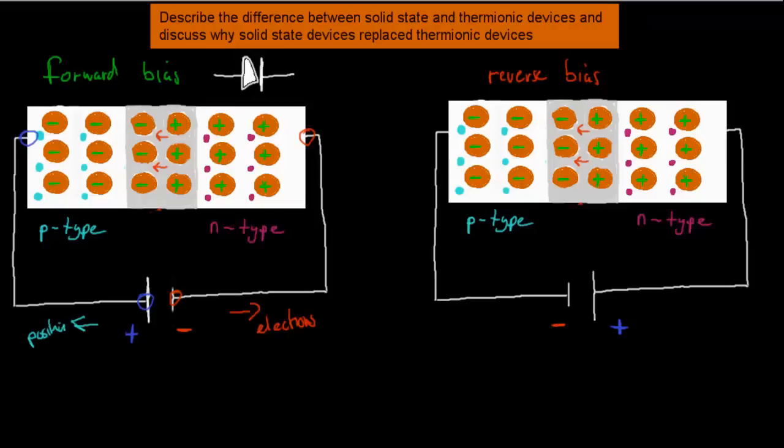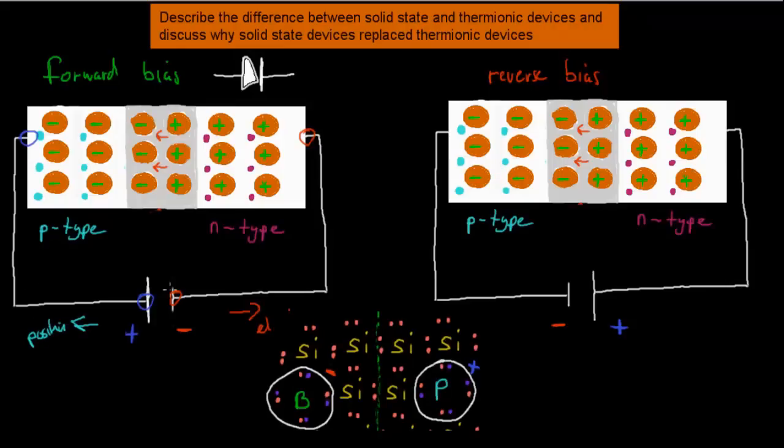Now what that means is pretty simple. You're going to have more electrons being pumped in from this side, moving past here towards the depletion zone, lots of electrons. On the other side, you're going to have lots of positive holes moving in this direction, also towards the depletion zone.